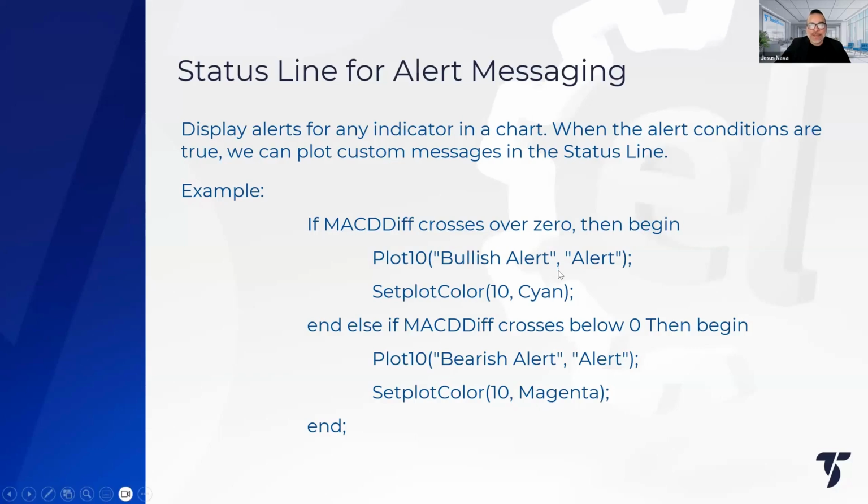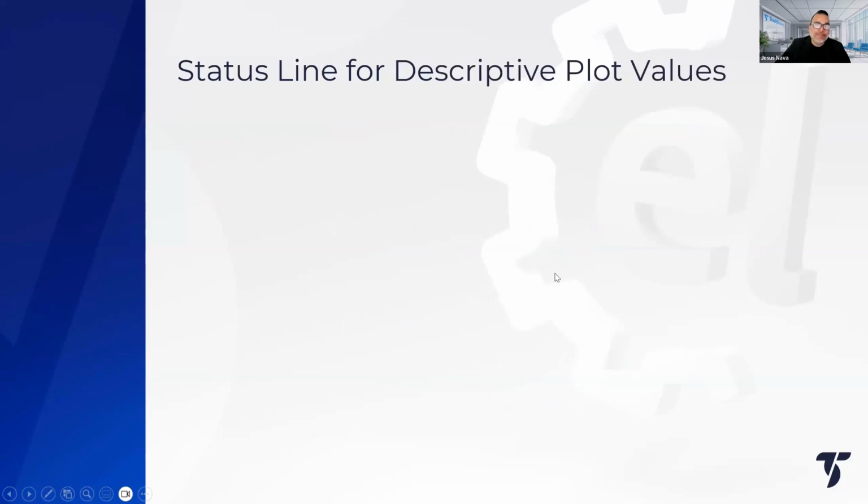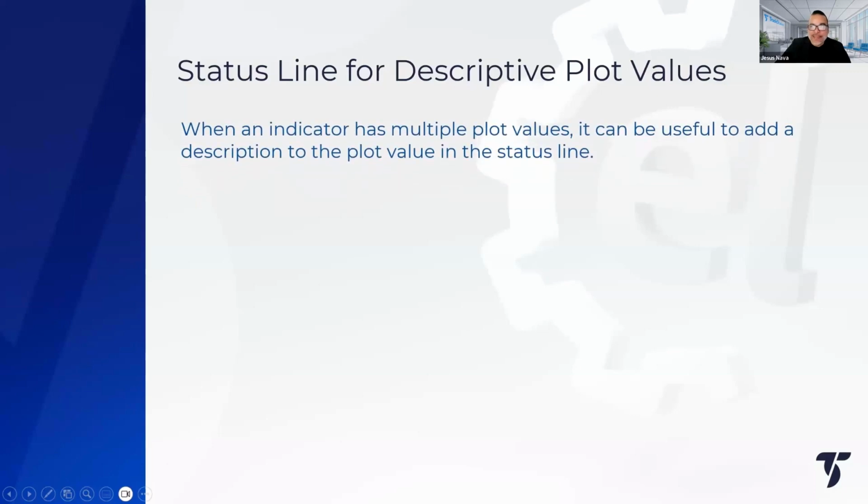And sometimes by looking at the study, it may not be as clear as it could be. You can also use a status line for descriptive values. A lot of times, if you want to add a certain calculation or certain calculated value over to the status line, that is something you can do.